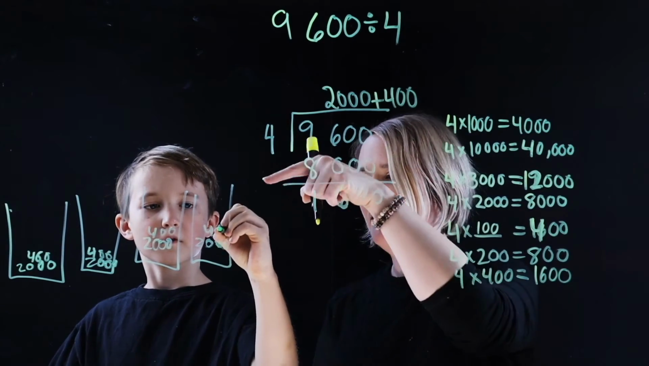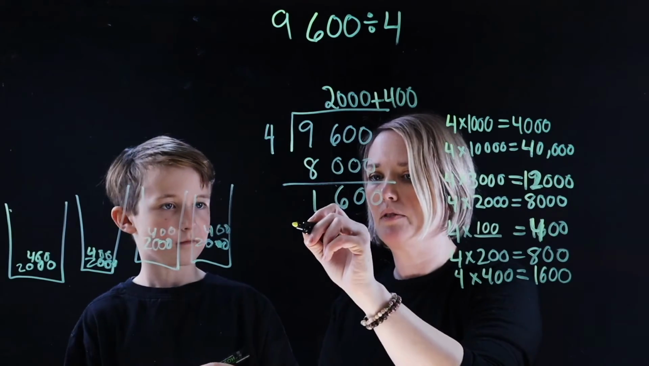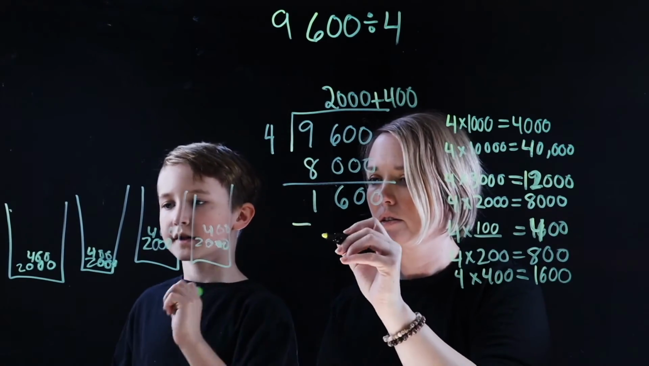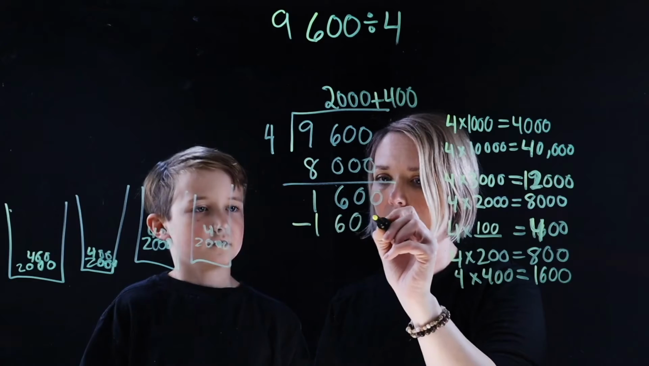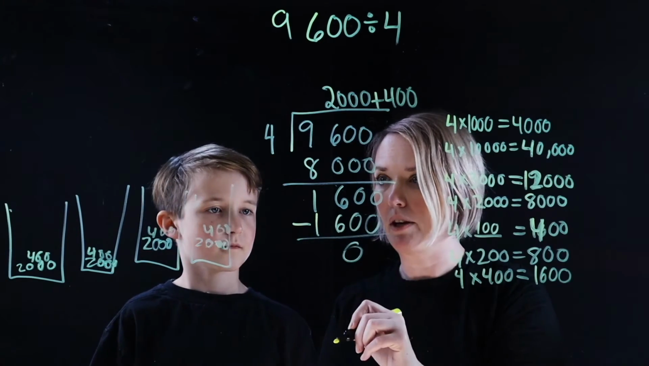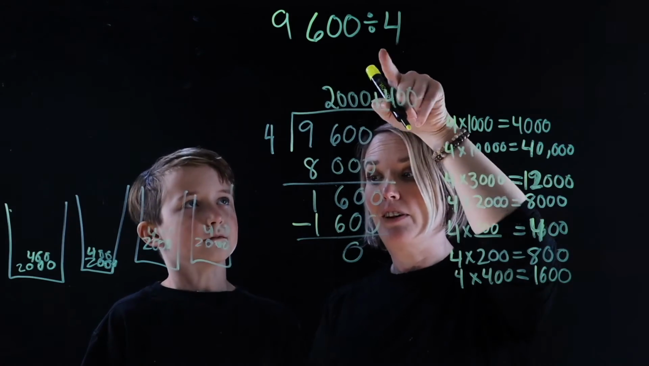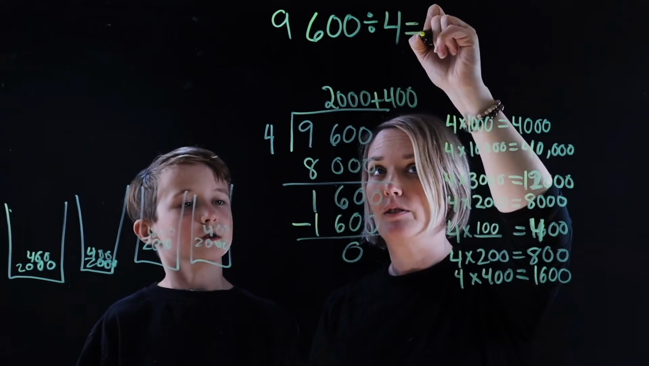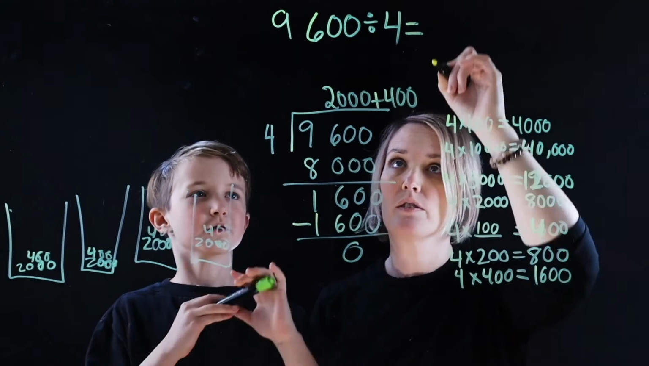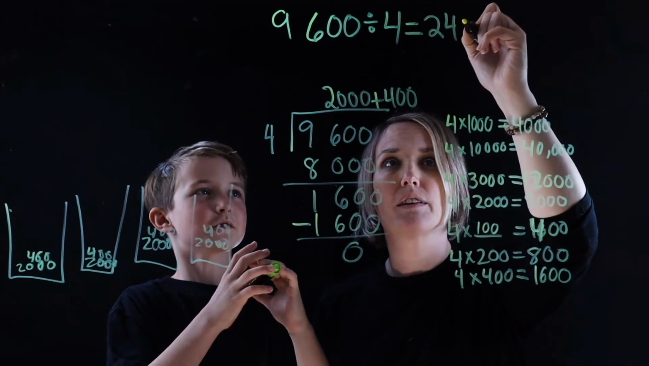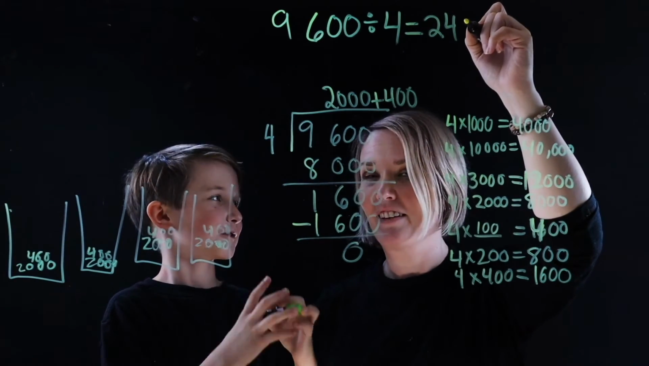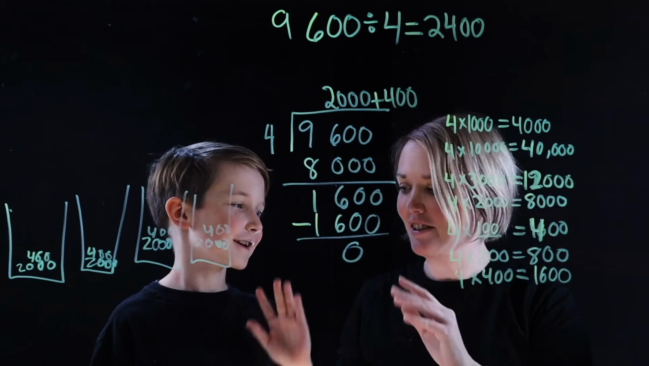When you gave away 400 to each one, how much did you end up giving away? I gave away 1,600. Which means that you gave everything away. So 9,600 divided by 4 is equal to 2,400. That was great. Thanks. Good job. Bye.